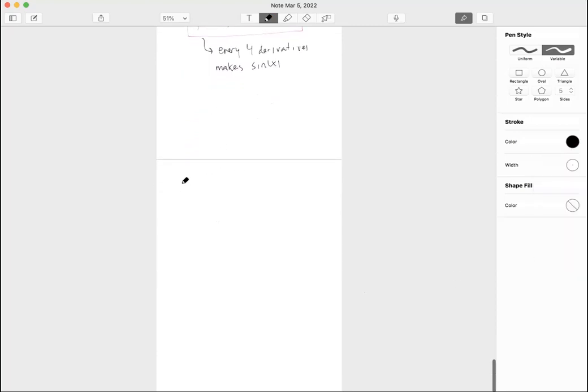So let's do f of 73, the 73rd derivative of sine. So we know if 73 is a multiple of 4, it's not, but if 73 is a multiple of 4, then the 73rd derivative of sine is equal to sine.